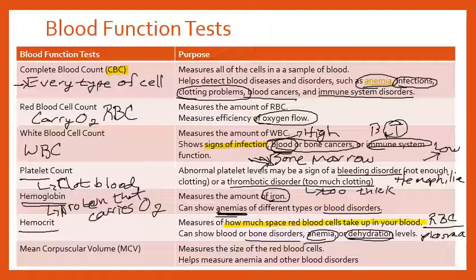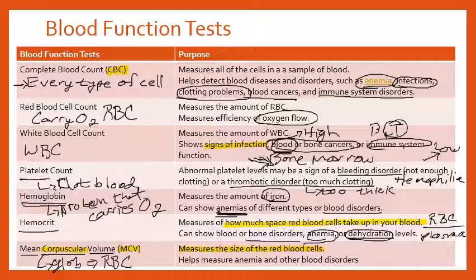The other thing we can look at is called your MCV, your mean corpuscular volume. A corpuscle means like a glob, and this glob that we are looking at is the red blood cell. What we're looking at is the mean, the average, red blood cell volume. How big is the average red blood cell in your body?